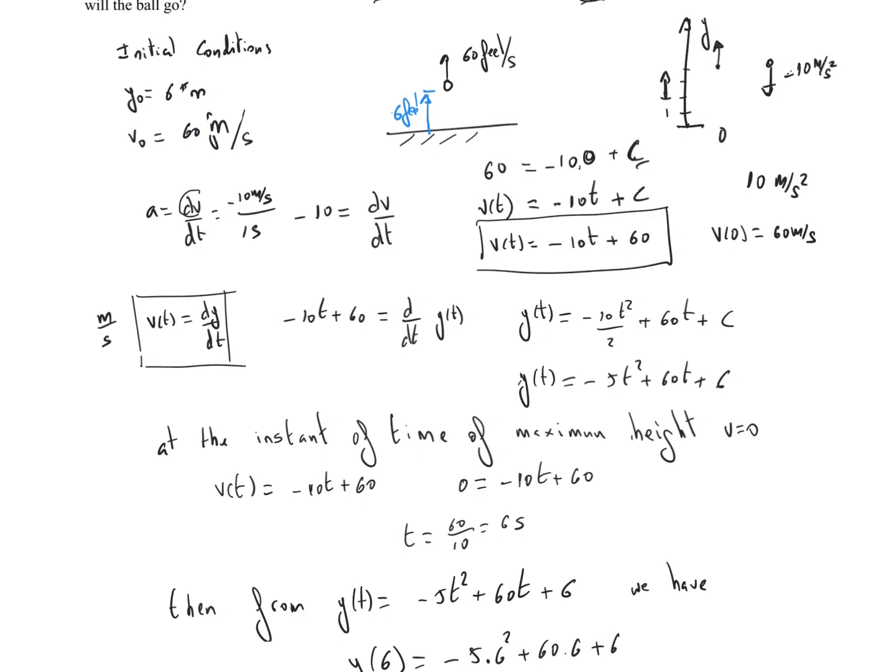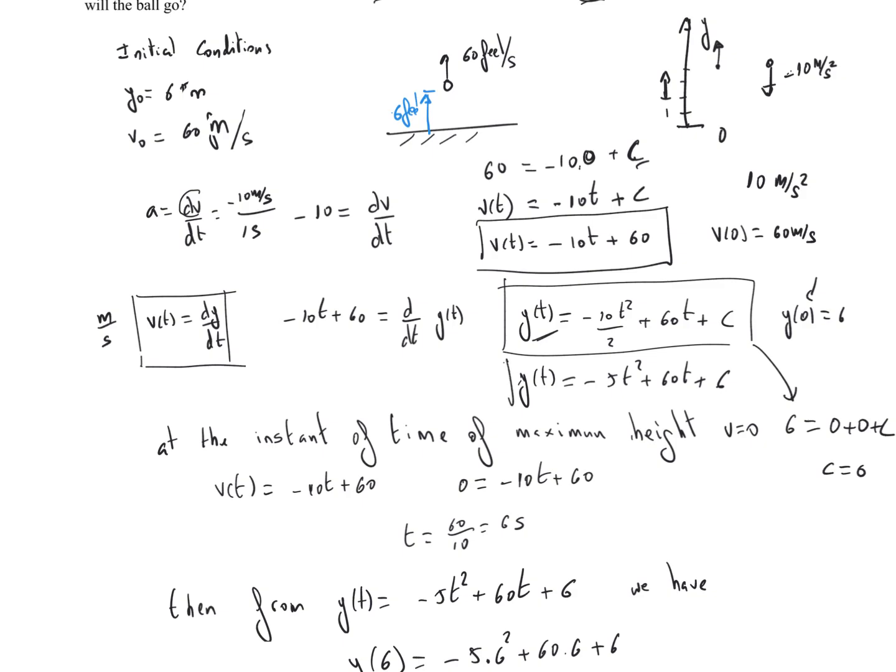What is y of 0? Y of 0, the problem says, is 6 meters. So c has to be 6, because y of 0 is 6 at t equals 0, and this is the equation that I have for y of t. If you plug in t equals 0, you will obtain an equation that says 6 equals 0 plus 0 plus c. So c equals 6. So this is the equation for y of t. But this is not solving the question that the problem is asking.